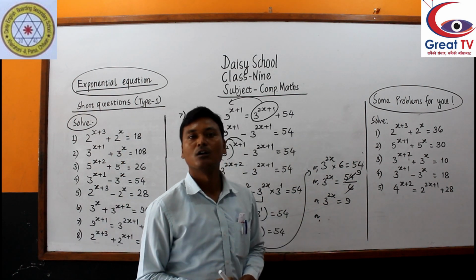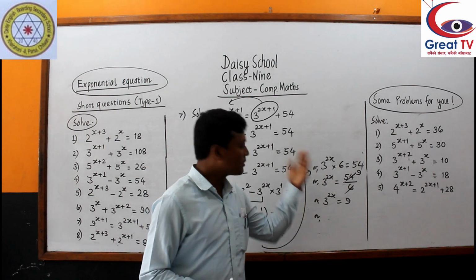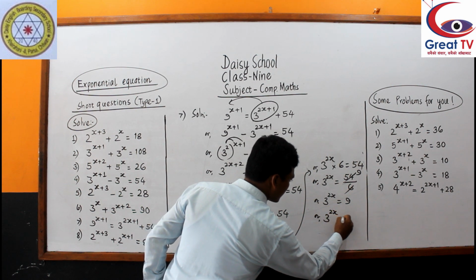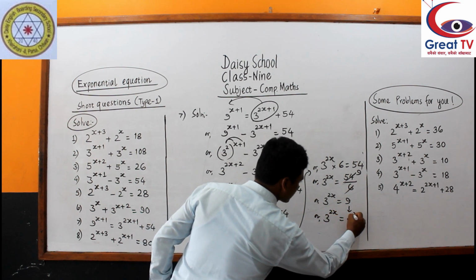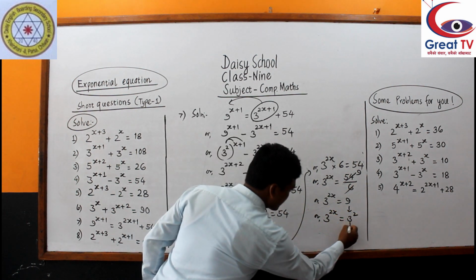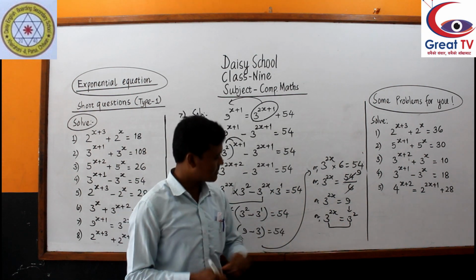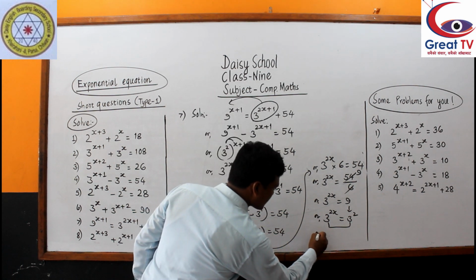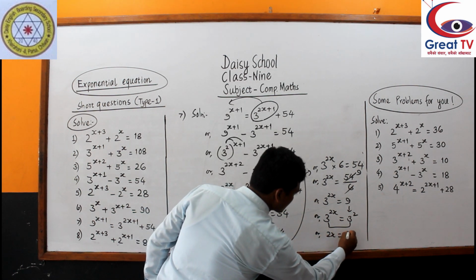Then after this, check the bases. Are the bases the same? No. Then before using the concept, we must make the same bases. 3 to the power 2x equals 9, that is 3 square. After this, the bases became the same. Then use the same concept: if the bases are the same, powers are equal. After this, 2x is equal to 2.